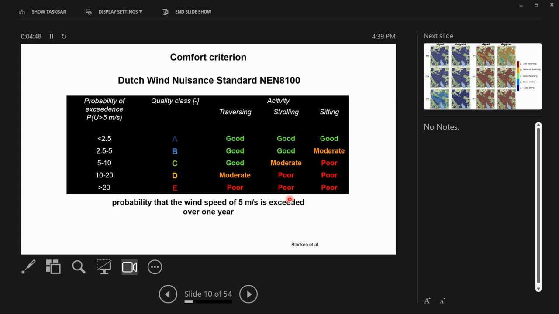And depending on what you do, traversing, strolling, or sitting, you see if the percentage is less than 2.5, it's good for the three activities. If it's higher than 20, it's all poor, and so you get a bad environment. So for instance, if you want to design somewhere a restaurant or space where you can sit and eat, you can look at those criteria.